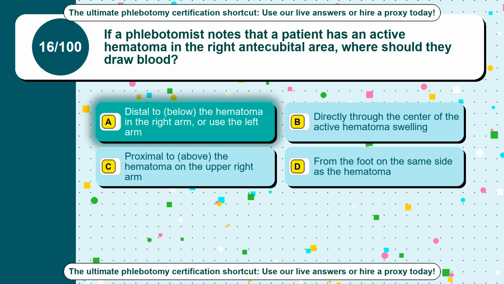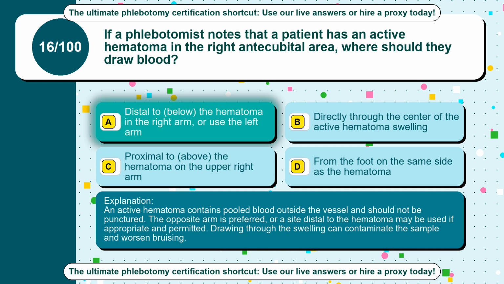The correct answer is option A, distal to, below, the hematoma in the right arm, or use the left arm. An active hematoma contains pooled blood outside the vessel and should not be punctured. The opposite arm is preferred, or a site distal to the hematoma may be used if appropriate and permitted.